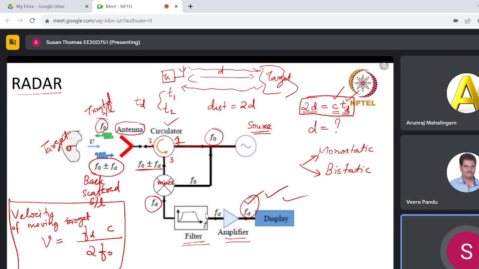So the velocity of the moving target can be calculated as the Doppler frequency shift multiplied by c, where c is the speed of light, divided by 2 F naught. F naught is the transmitted signal frequency. I hope this is clear. If there are any doubts about the Doppler radar, kindly ask.